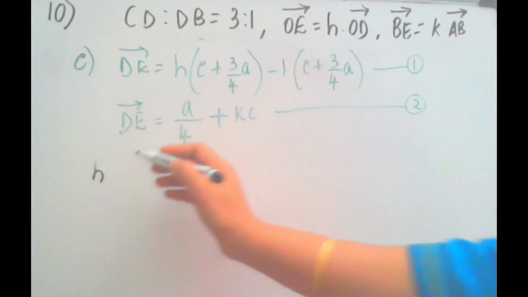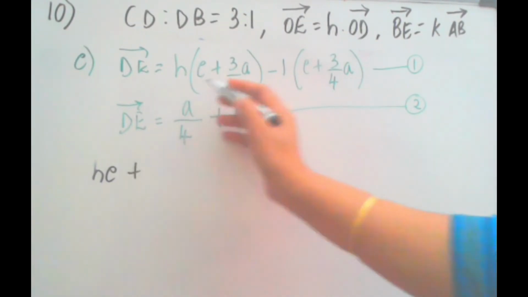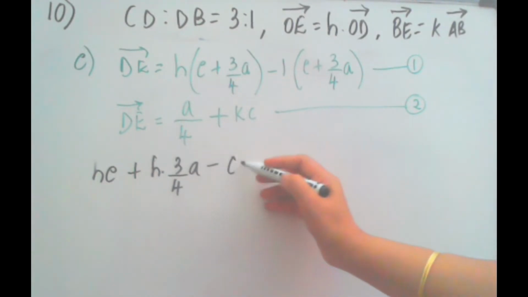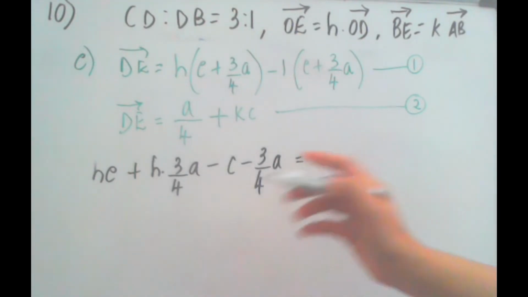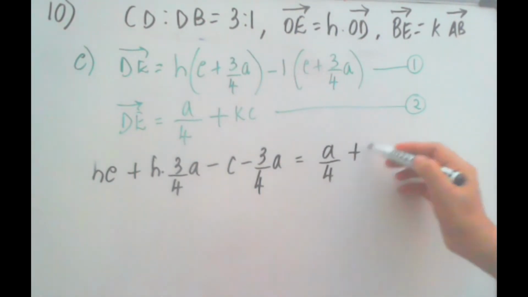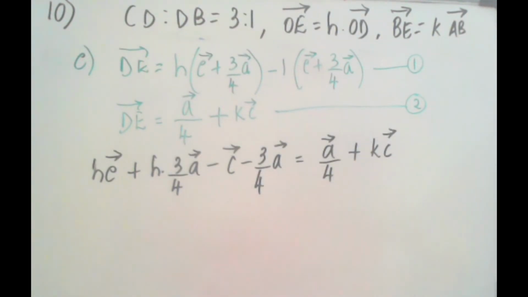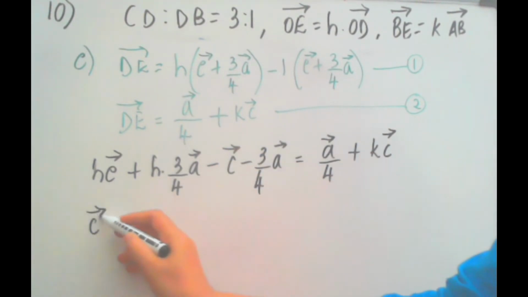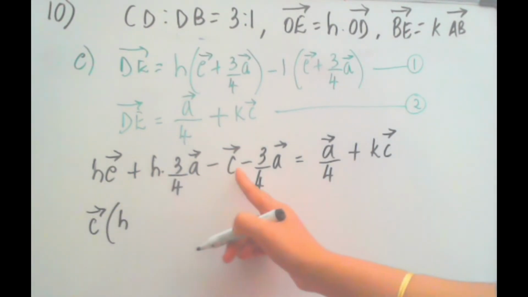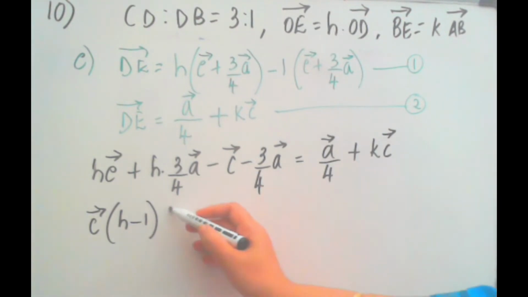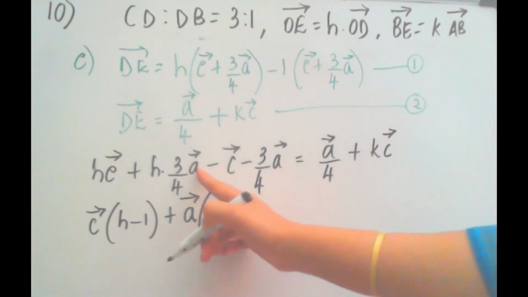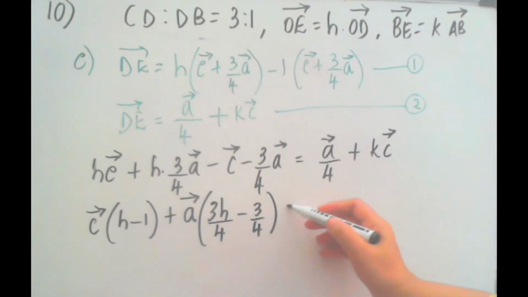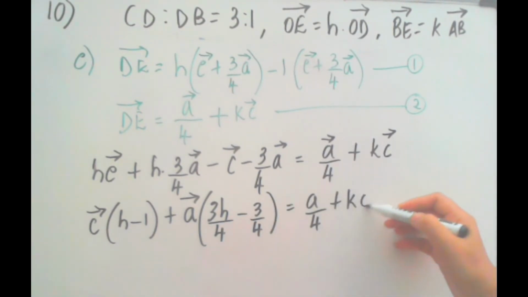So from here it is HC plus, I am going to expand all the brackets, H into 3 over 4A minus C minus 3 over 4A equal to this part, A over 4 plus KC. Alright, now what we will do is we will collect all C vector and A vector separately. Okay, so on the left side what we get, C vector common, here we get H and there is one C here, so it is H minus 1 plus, if we collect all the components of A vector we get 3H over 4, then 1 here which is minus 3 over 4 equal to A over 4 plus KC vector.